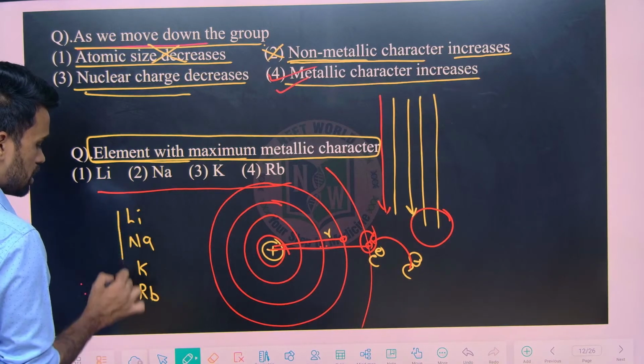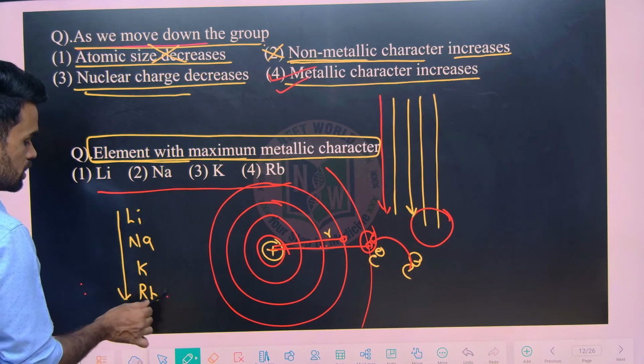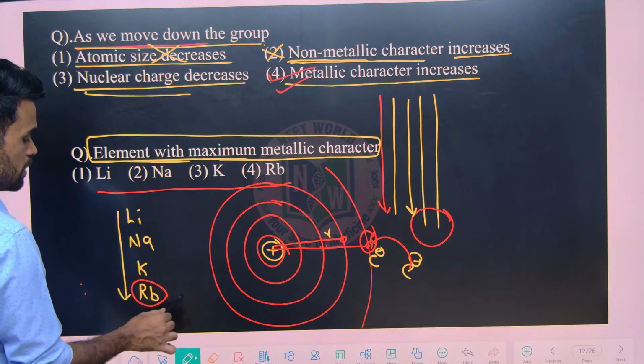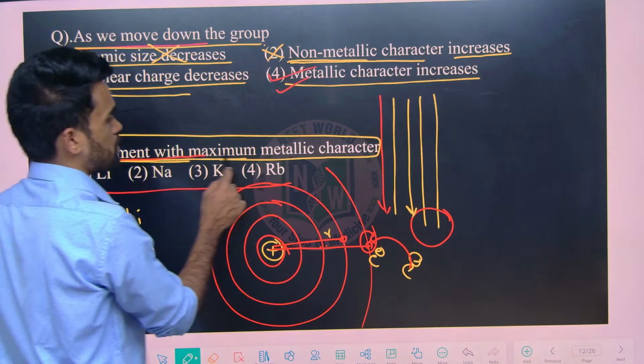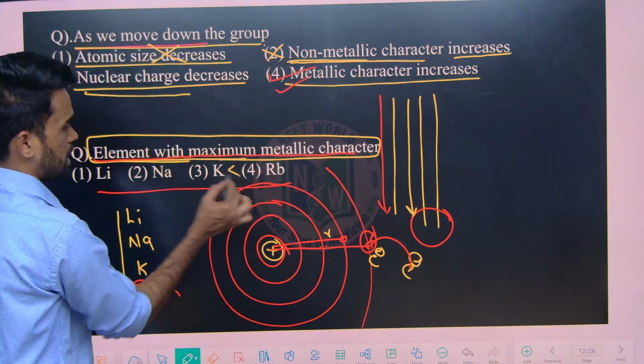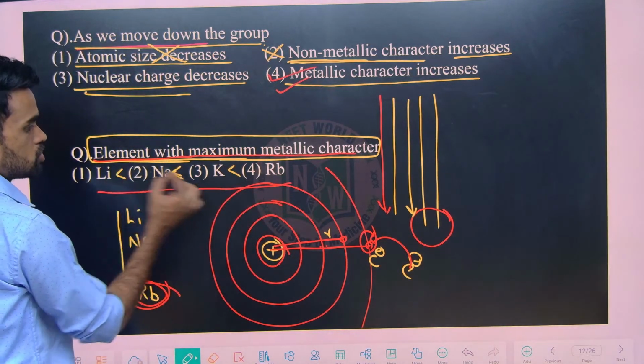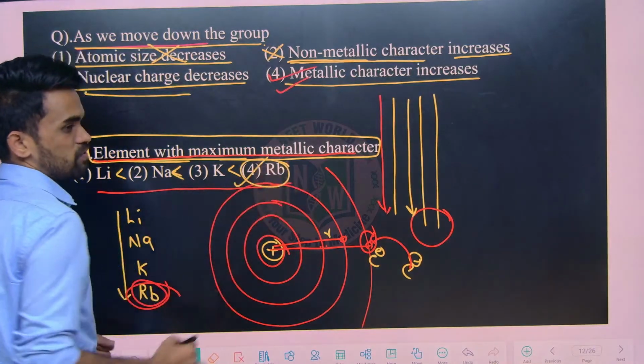So these are group 1 elements. Down the group, the element which is at the bottom will have more metallic character. So what will be your answer? The element with maximum metallic character will be something like this. So rubidium will be your perfect answer for the discussion.